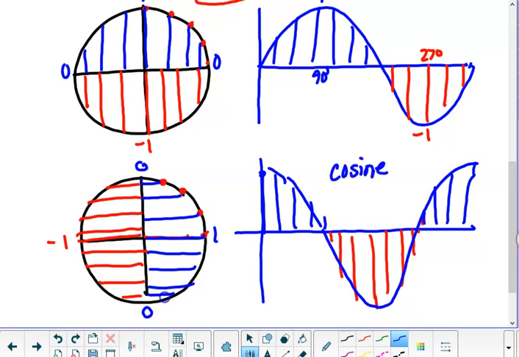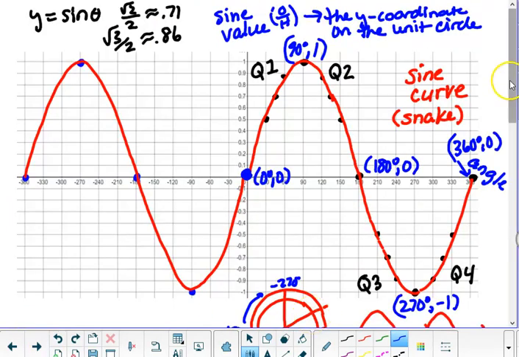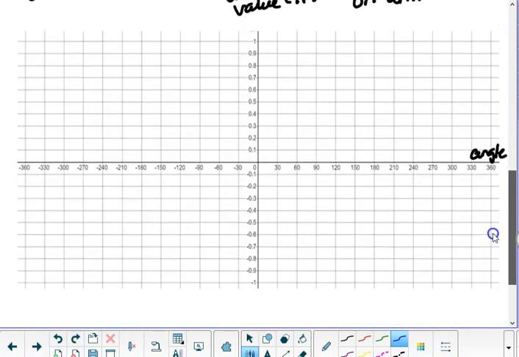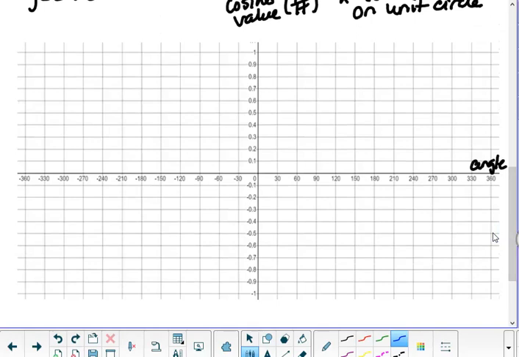Cosine, remember, represents how the horizontal distance is changing on the unit circle, whereas sine represents how the vertical distance is changing on the unit circle. Okay, so let's go to the cosine graph and plot some of those key points. At 0 degrees, the horizontal distance is at a maximum. It is at 1. At 360, we're back to that 1. When we get up to 90, the horizontal distance is 0.